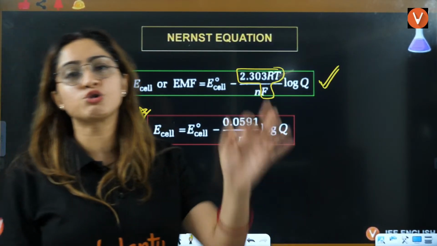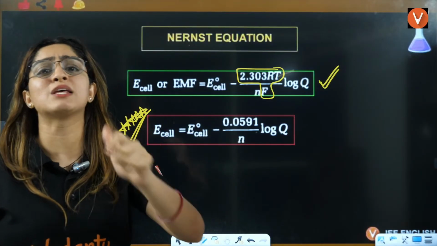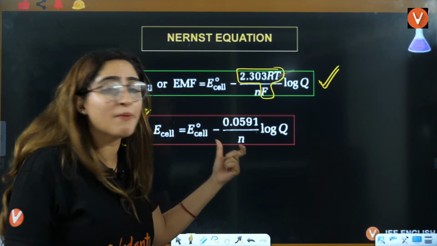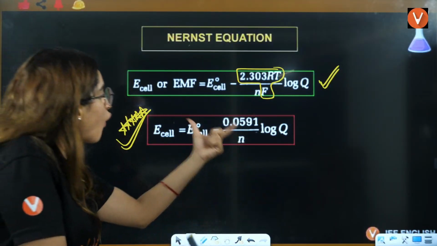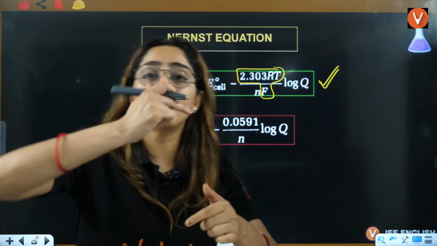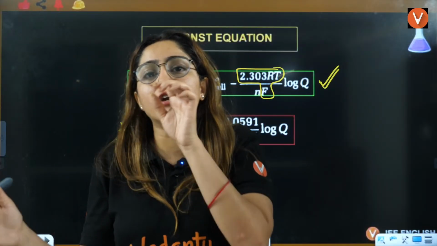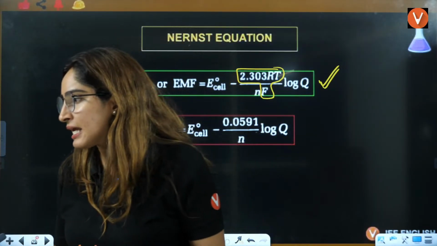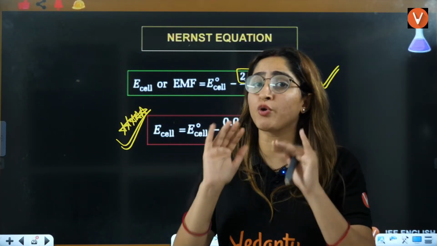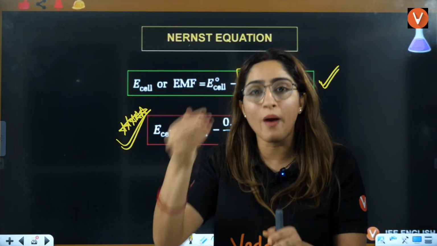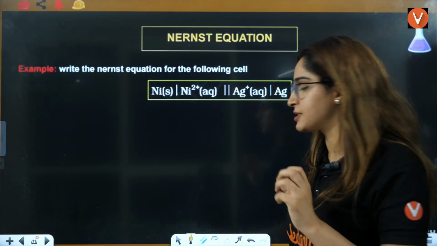That is, E cell equals E naught cell minus 0.059, and sometimes it is taken as 0.06 also, divided by n, log base 10 Q, right? This is the formula that you are going to use. Now, with the help of questions, I am going to teach you the different ways of applying this formula. This is not a theoretical topic, guys. This is a numerical based topic which you can only learn by doing questions. Just by doing the theory part, you won't be able to understand this.